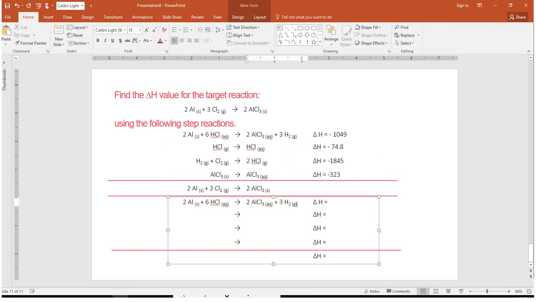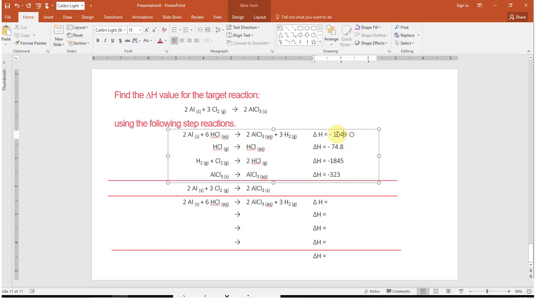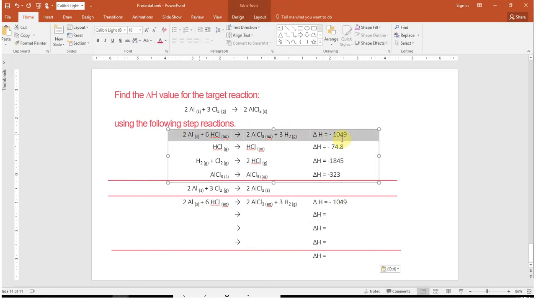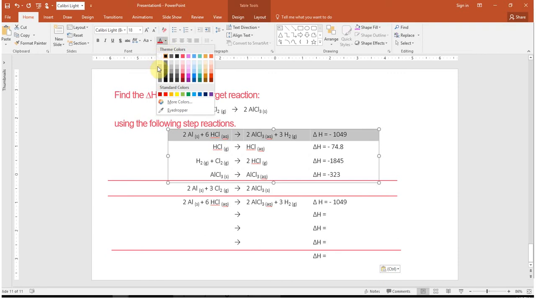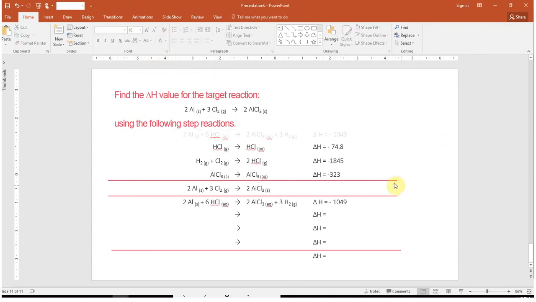This isn't always the best way though. A lot of the time it's easier to check the numbers at the end just to be sure, but I'll show you both ways. Some people like one, some like the other. All right, so I left the reaction alone, so I'm leaving my delta H alone. All right, so aluminum is good on the right side.